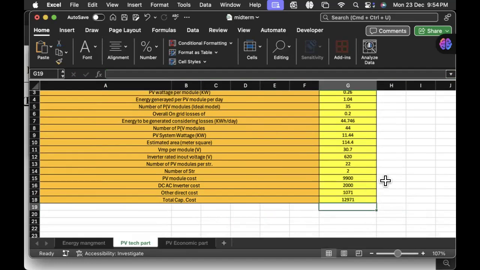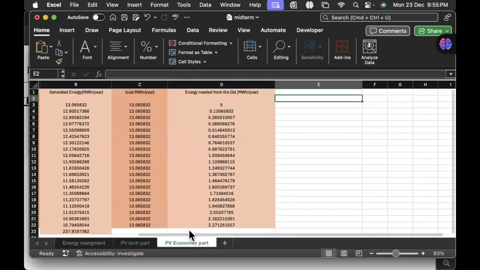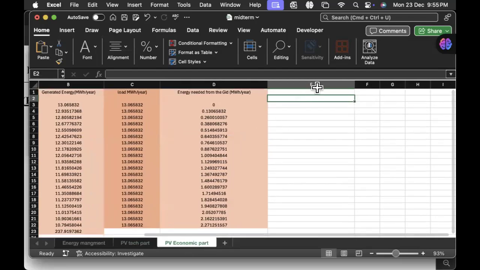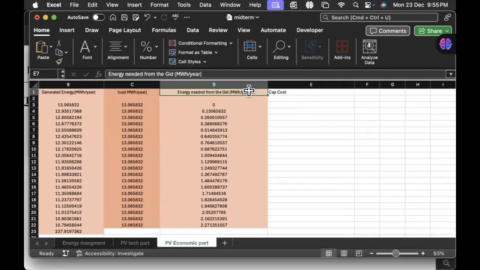Okay, so this $12,971 represents the total cost of the system. Now we can start putting this here for the capital cost, and you can use this here.